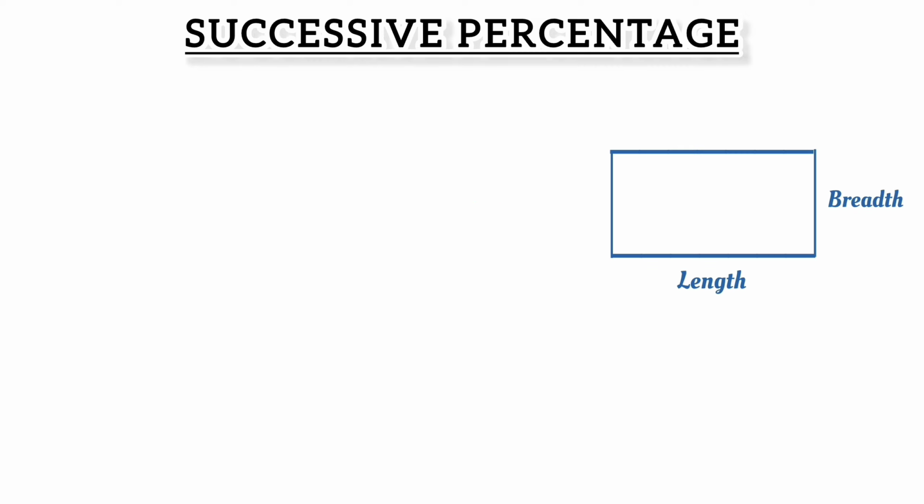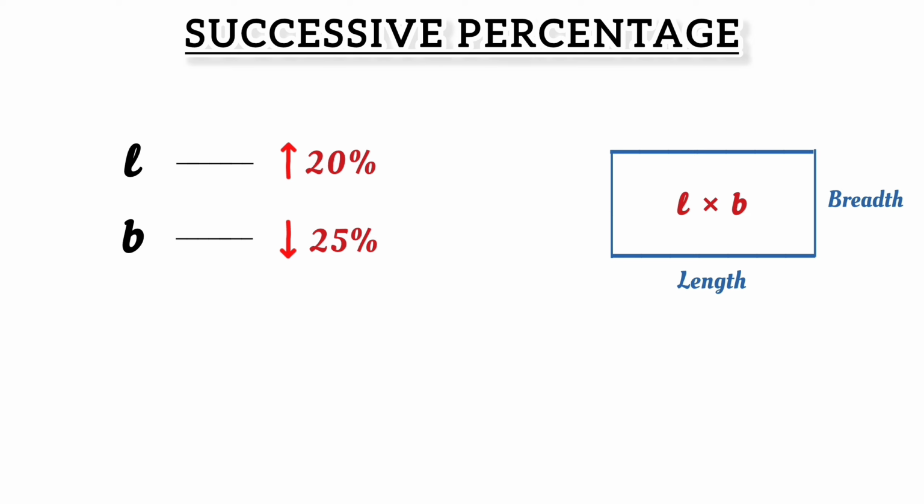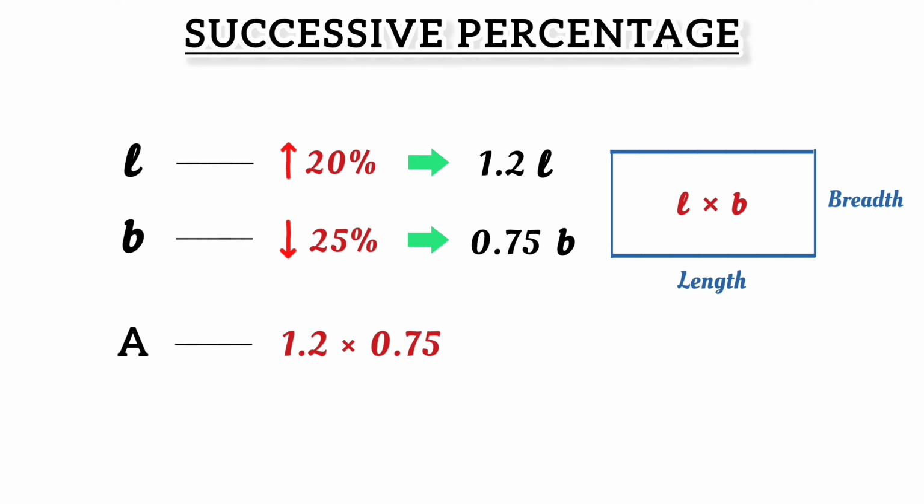Successive percentage also works when quantities are multiplied. For example, in a rectangle, if length increases by 20% and breadth decreases by 25%, to calculate the change in area, an increase of 20% gives multiplier 1.2, a decrease of 25% gives multiplier 0.75. New area 1.2 into 0.75, 0.9, giving a decrease in area by 10%.